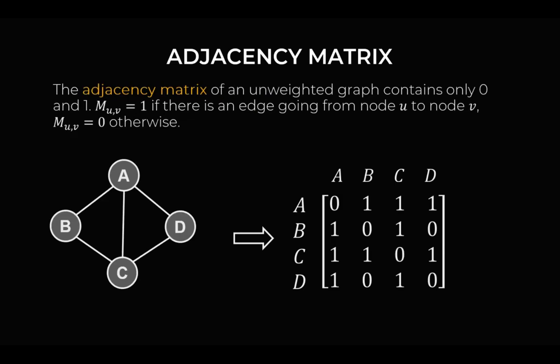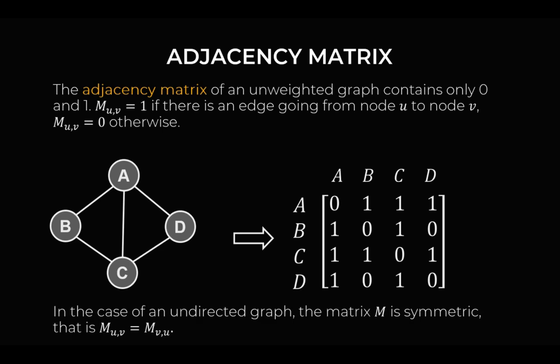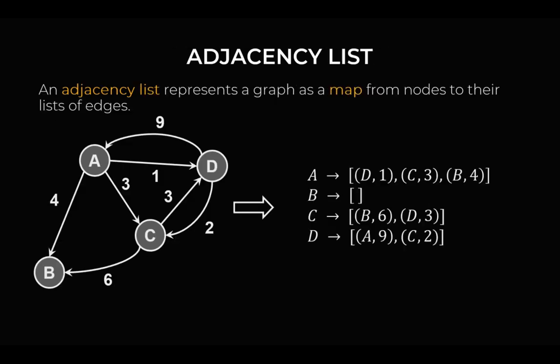When considering an unweighted graph, the adjacency matrix contains only zeros and 1. M[U][V] is equal to 1 if there is an edge going from node U to node V, and M[U][V] is equal to 0 otherwise. In the case of an undirected graph, the matrix M is symmetric, that is, M[U][V] is equal to M[V][U].